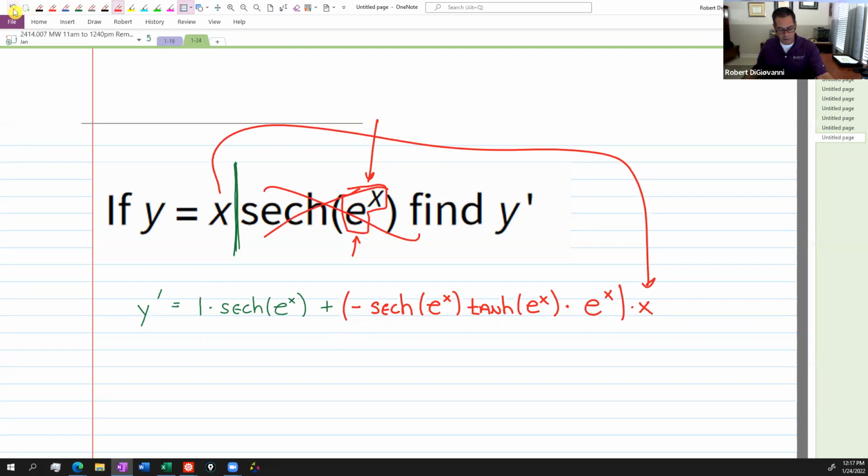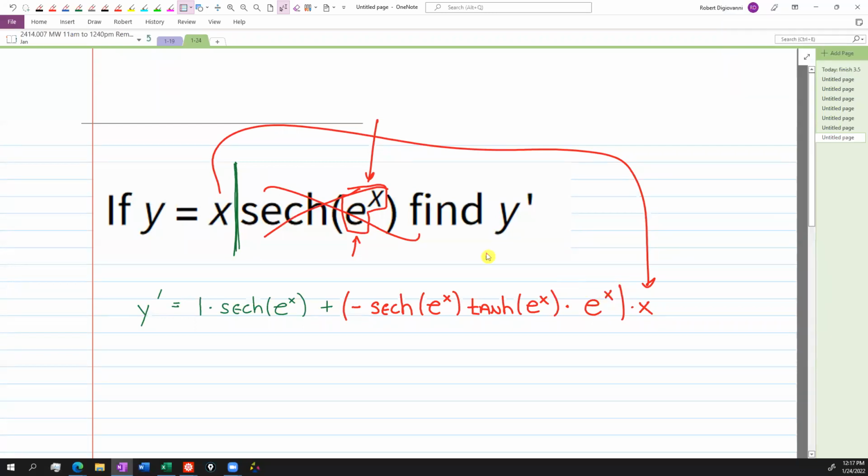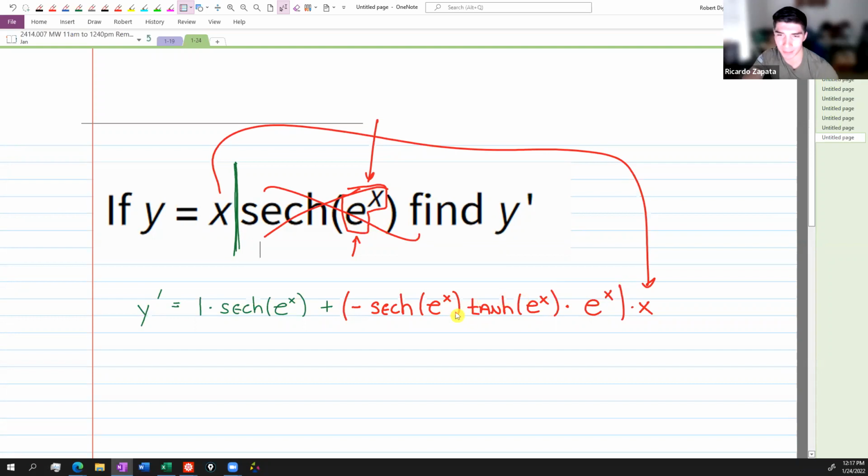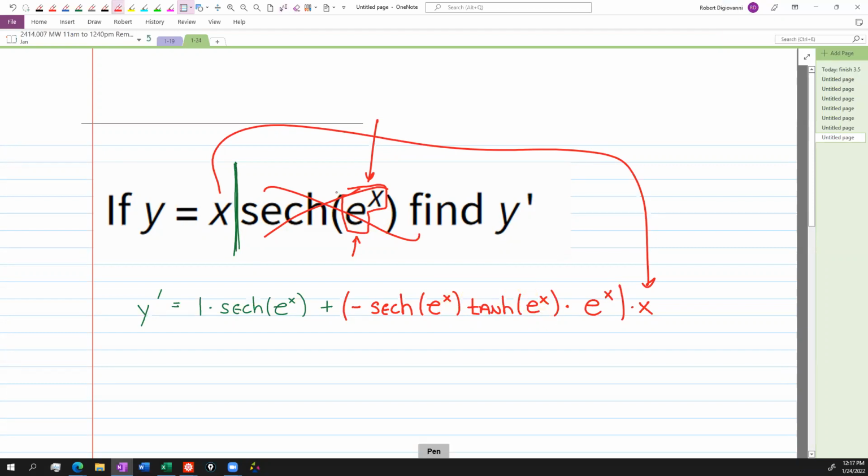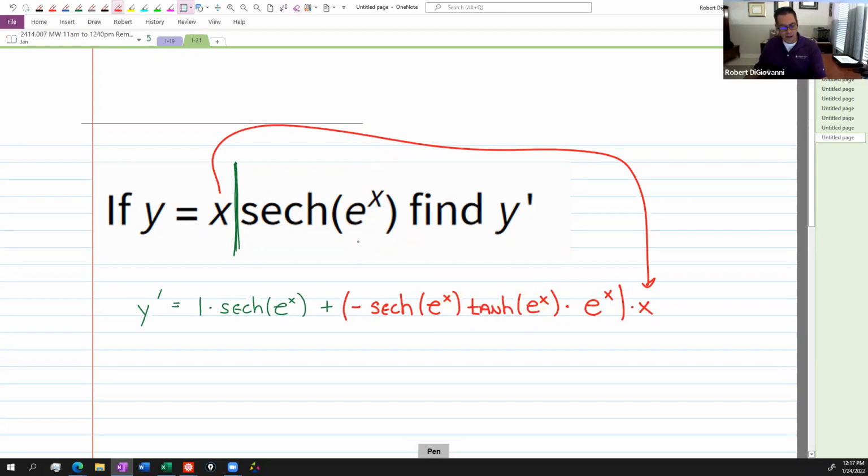So I wrote e to the x twice, the derivative of the inside. I wrote that twice just because I saw it twice inside that function. So I guess I'll just scratch that out. You saw the secant and tangent hyperbolic e to the x, so you did it twice in the chain rule because we saw it twice there. Yeah, just be careful. You're always referring back to the original function here, and it only appears in here one time. Any questions?